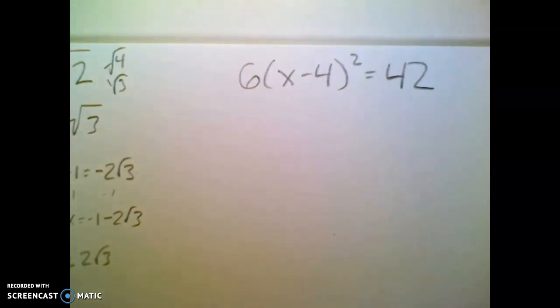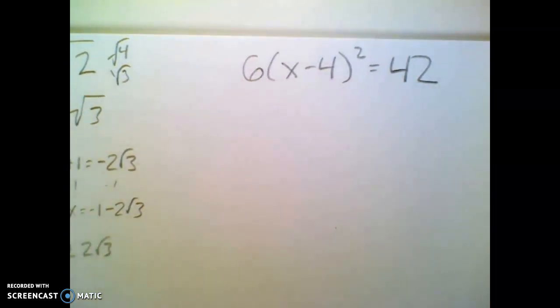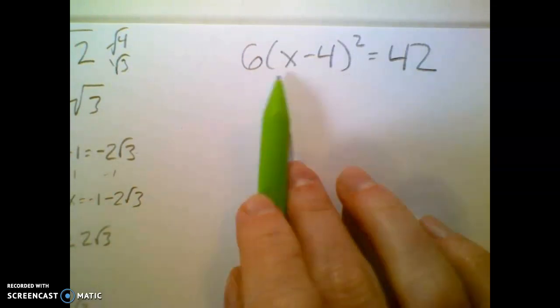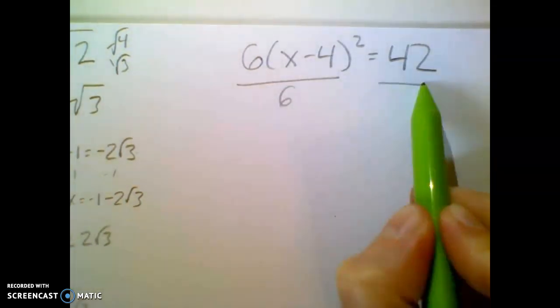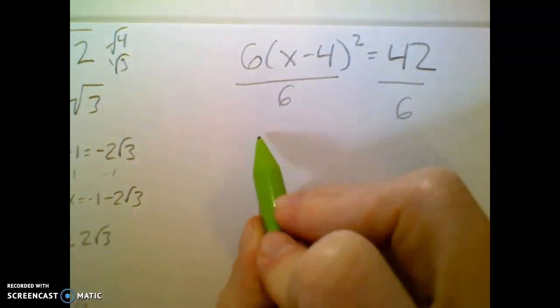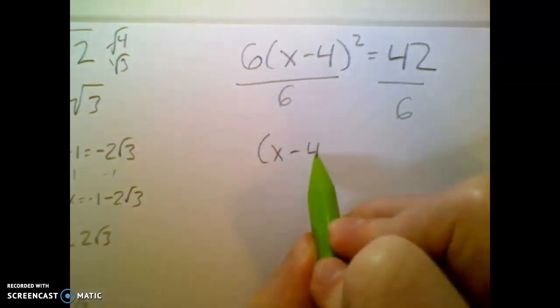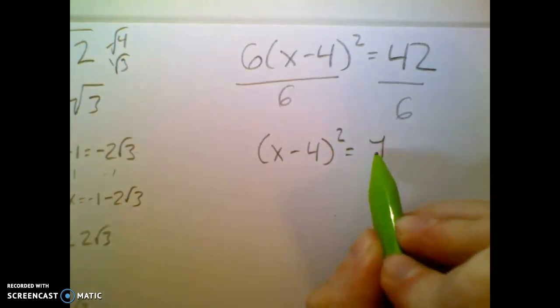Okay, let's go over here. Again, first step is to isolate this, what's going to be an absolute value. So get rid of the 6. So divide by 6 on both sides. You're going to get parentheses x minus 4 squared equals 7.